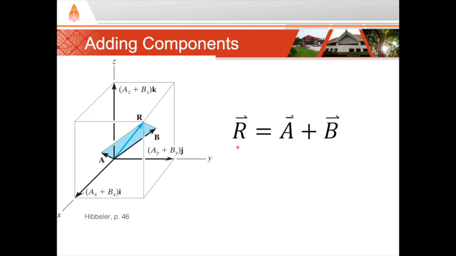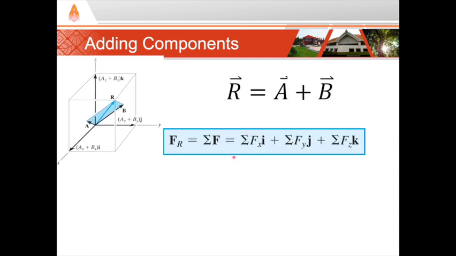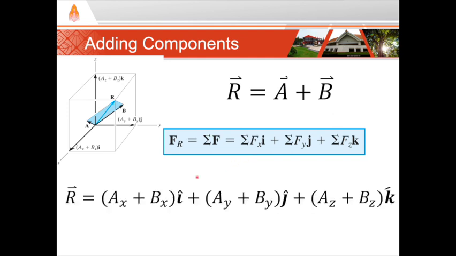So the resultant force R is equal to the sum of the forces A plus B. And we can find the resultant force R by adding up each of the x, y, and z component vectors. So the x components of the vectors A and B times the unit vector in the x direction, i hat, the y components for both A and B, and so on. So let's look at some examples to see how we can use these formulas.